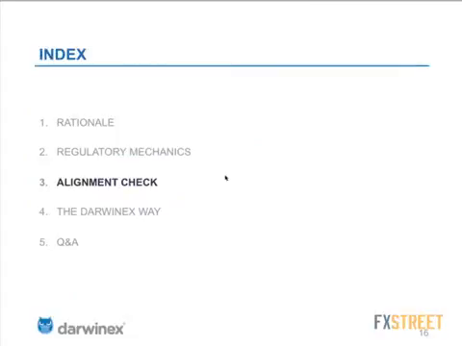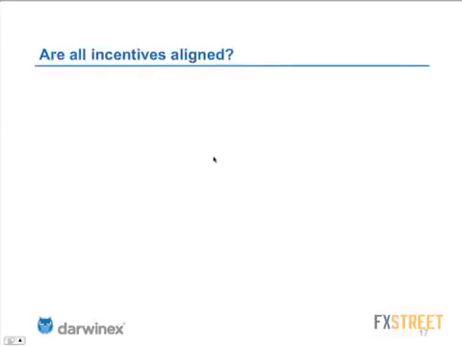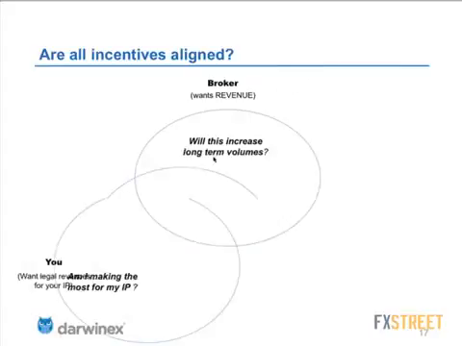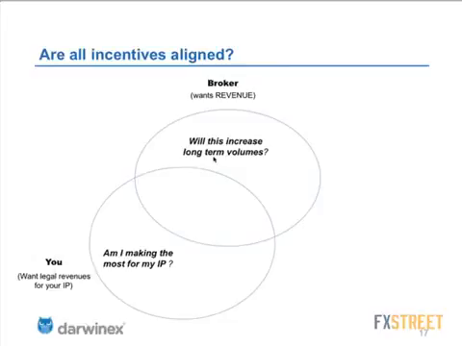Okay, now we've gone through the legal regulation. I think what's important to not lose sight of is the alignment check of what you have to bear in mind when you're taking on investor money. That's because there's a three-way constellation taking place here. On the one hand, there's you on the left-hand side. You obviously want legal revenues for your intellectual property, and you also want to make sure that you're making the most for that intellectual property.